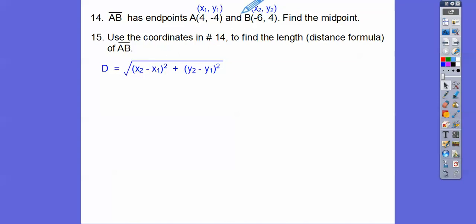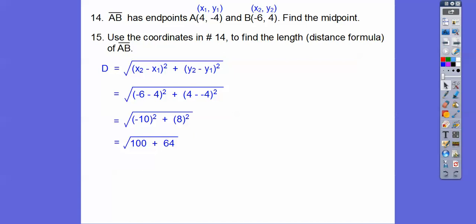So I'm going to go negative 6 minus 4, and then squared, and then add 4 minus a minus 4, and then squared. As long as you're doing things correctly, watch the negatives. Negative 6 minus 4 is negative 10, and then 4 minus a minus 4 is 4 plus 4, or 8. And so we get the square root of 164, and if you wanted to use your calculator and get an approximate answer, it's about 12.8.